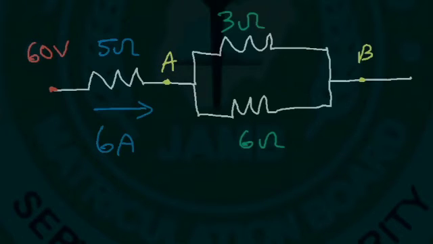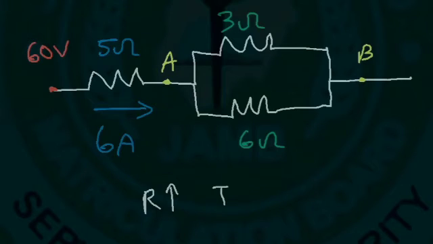Which resistor will contain more current? Is it the 3 ohm or the 6 ohm resistor? Now, we said earlier in this video that as the resistance goes up, the current goes down, provided that the voltage is the same. And the 3 ohm resistor is in parallel with the 6 ohm resistor, which means that the voltage across them is the same.